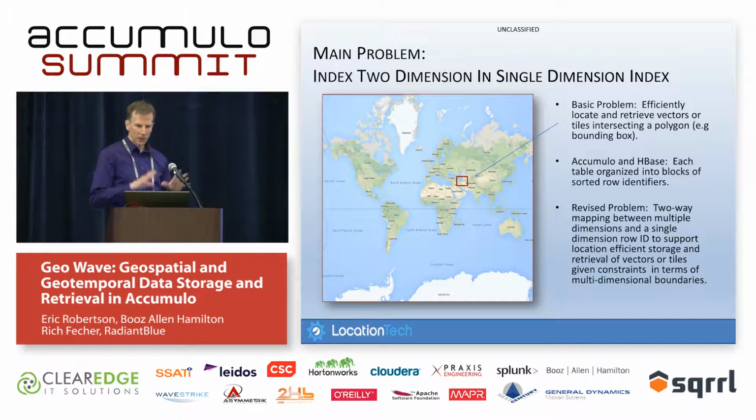Now you have an overview. Let's get back to the main problem we're trying to solve here. The main problem is we want to efficiently locate points and polygons in a bounding region. We have this Accumulo structure, where each table is organized in blocks sorted by row identifiers. So now we need some sort of two-way mapping between our multidimensional space and this single-dimensional row identifier.